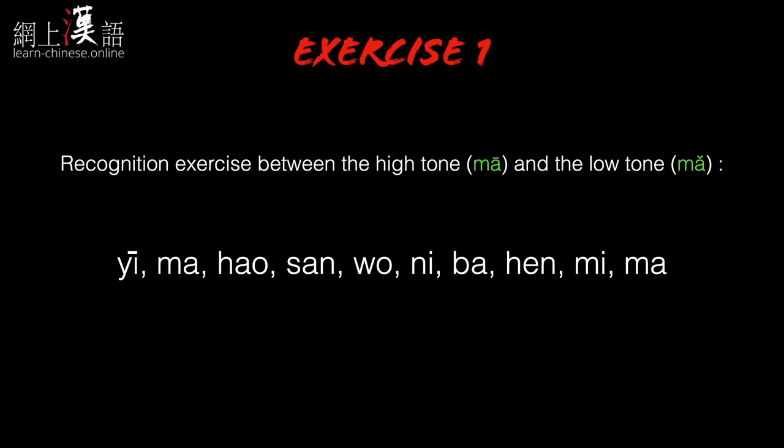Now, let's see the correction. Yi, the first tone, it is very high. Ma, the third tone, it goes down and then rises up. Hao, the third tone. San, the first tone, very high. Wo, third tone. Ni, third tone. Ba, first tone, very high. Hen, the third tone. Mi, third tone. And ma, very high, so the high tone or first tone.